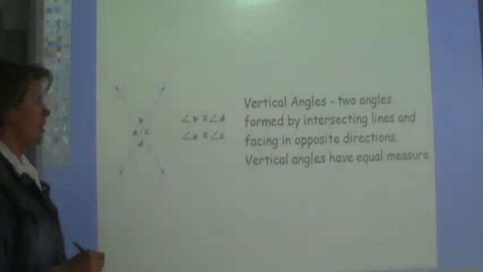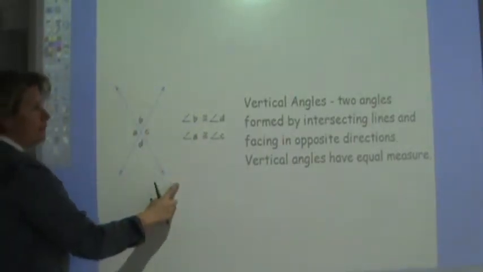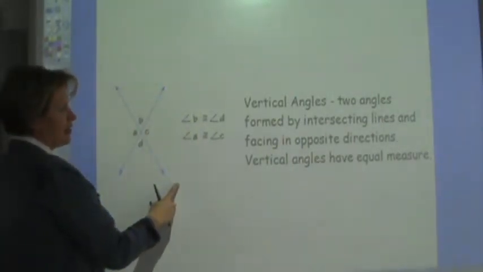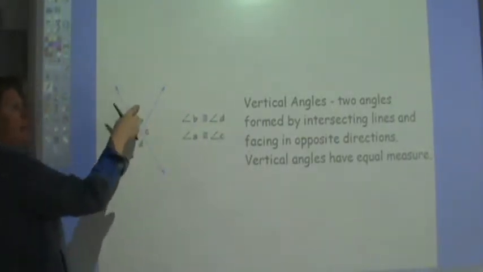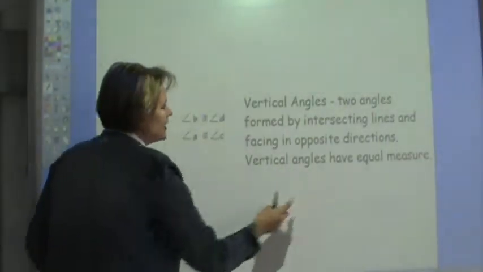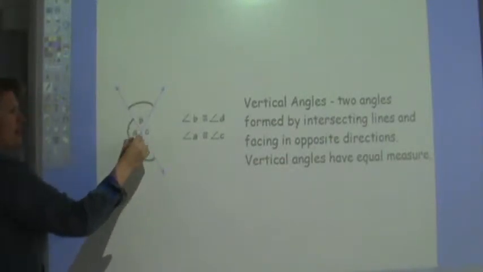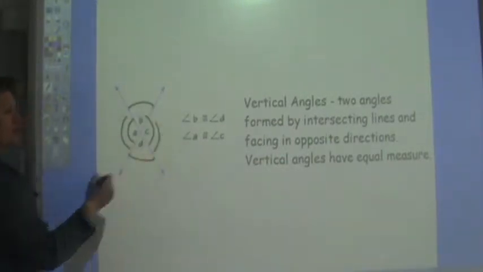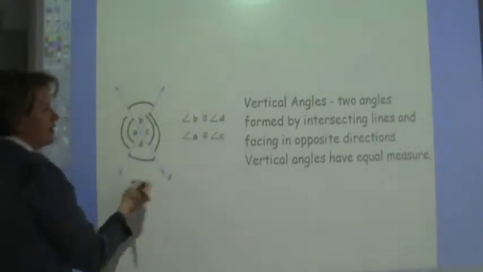Vertical angles are two angles formed by intersecting lines, so here's my intersecting lines, and facing in opposite directions. So A and C are vertical angles, and B and D are vertical angles. And vertical angles have equal measures. So if I know B, I also know D. If I know A, I also know C. And then this total would add up to 360 degrees.